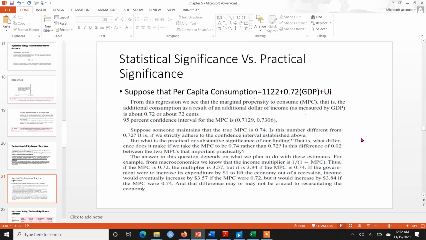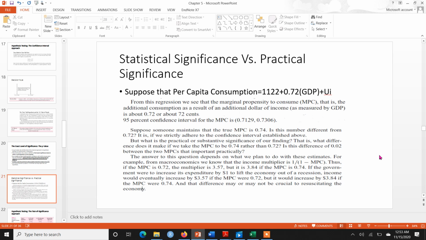It depends on what type of policy decisions we are trying to take using this data. So if my policy decision is to decide what is the value of, let's say, the income multiplier, then the income multiplier is 1 over 1 minus the marginal propensity to consume. Now, as an economist, I might say that if I use the value of MPC equal to 0.72 or 0.74, that doesn't make a lot of difference, right? So practically I might say that okay, these results are statistically significant but practically not that significant for me.